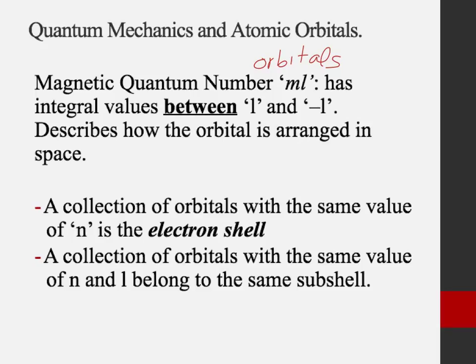So for example, a collection of orbitals with the same value of n is the electron shell. A collection of orbitals with the same value of n and l belong to the same subshell.